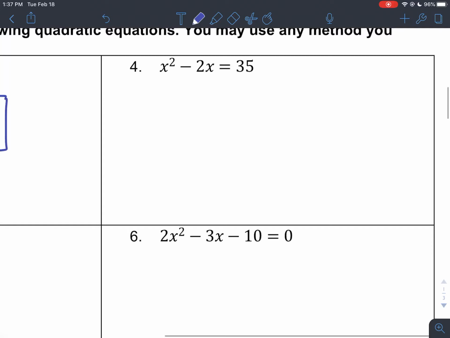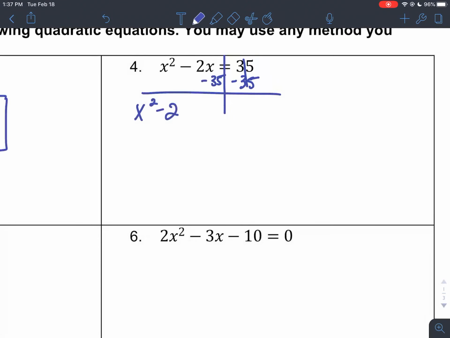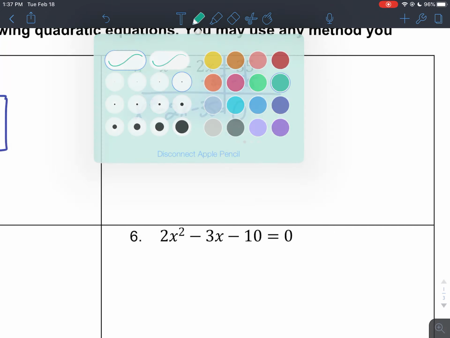Number 4, again, we need to first check if this is in standard form. This one is not because our equation is not set equal to 0. In order to set it equal to 0, I need to get rid of that 35. Since it's a +35, I'm going to end up subtracting 35 from each side to get rid of it. We're left with x squared minus 2x minus 35 is equal to 0.